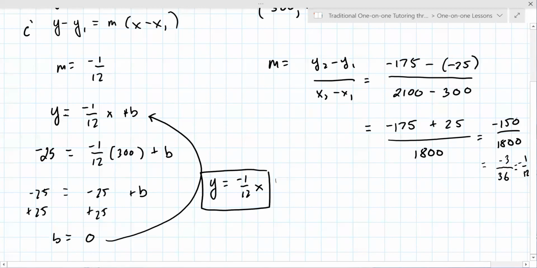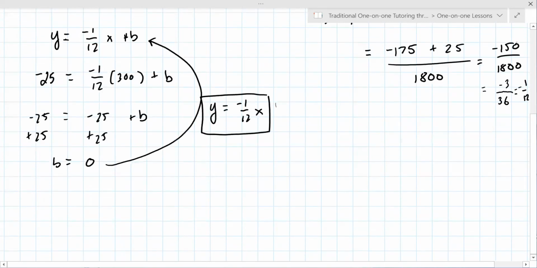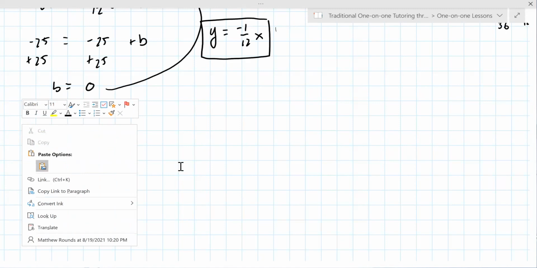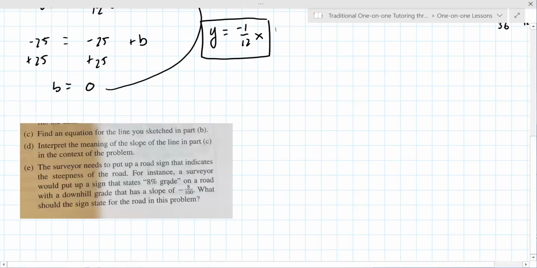I mean, there's a lot there for just part C. Part D is to interpret the meaning of the slope in the context of the problem. So like this, they show you this, let me snip this in so that we can talk about it, the snipping tool here.